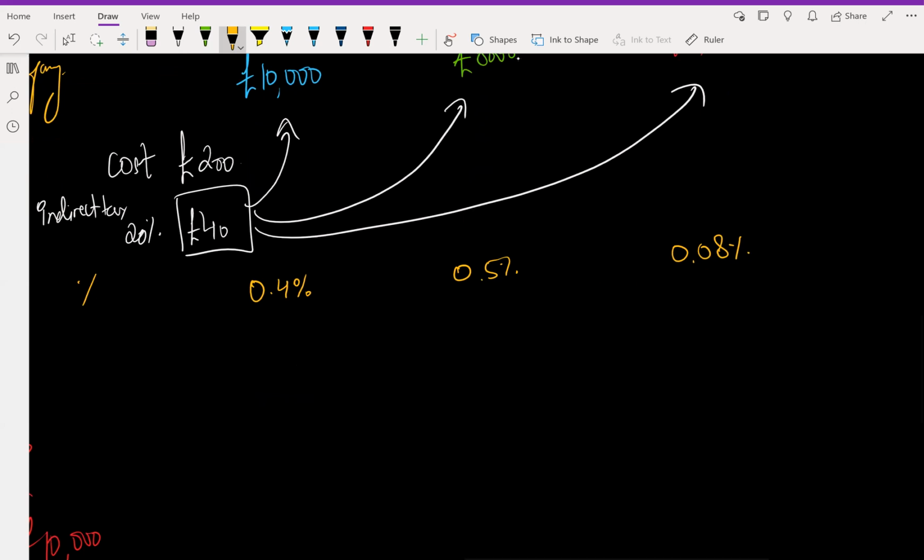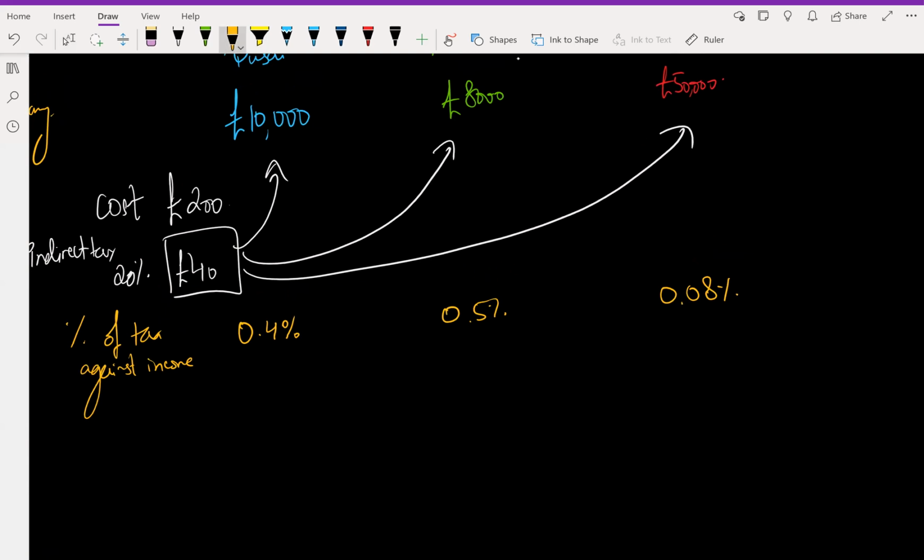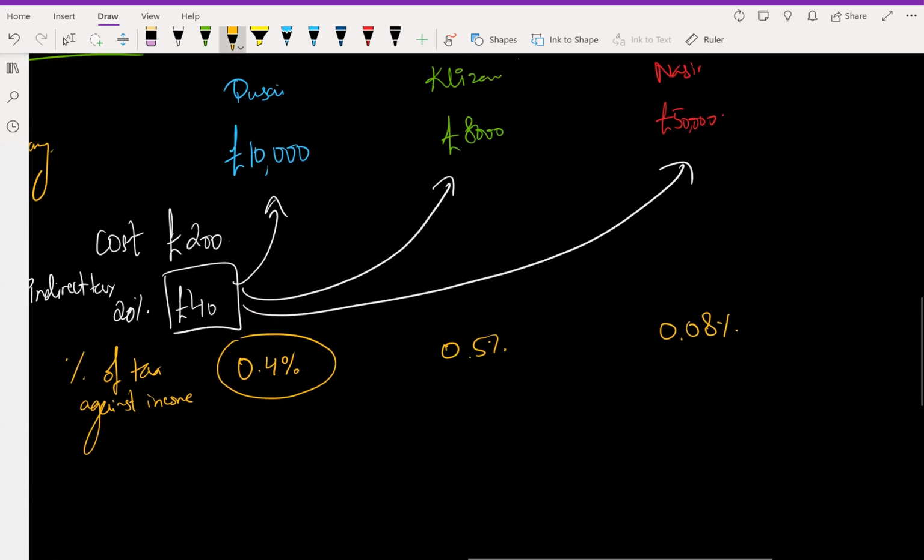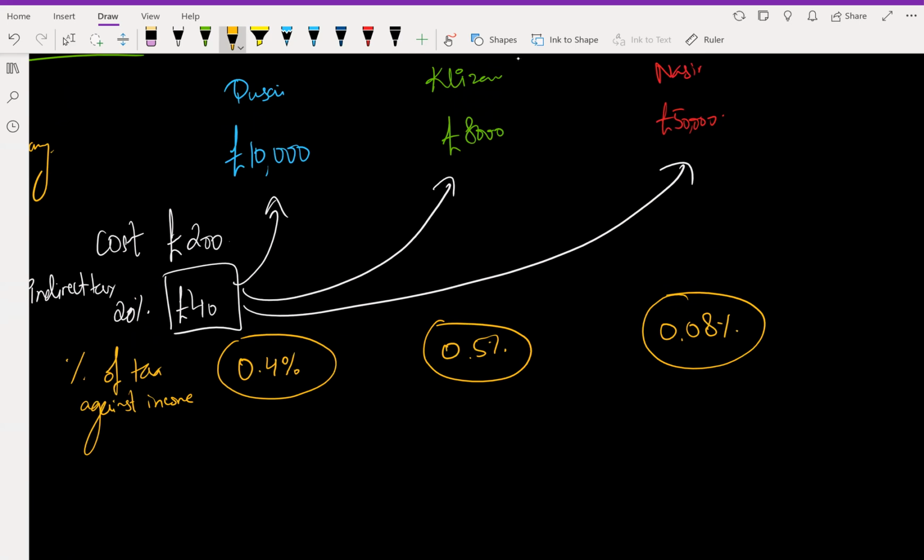So the percentage of indirect tax against income is this. On this lunch, 0.4% of Kosai's income was paid as tax. On the same lunch I had to pay 0.5%. And on the same lunch Nasir had, he just had to pay 0.08%. That's nothing. Tell me something. Who is paying the highest amount of tax over here as a percentage of income?